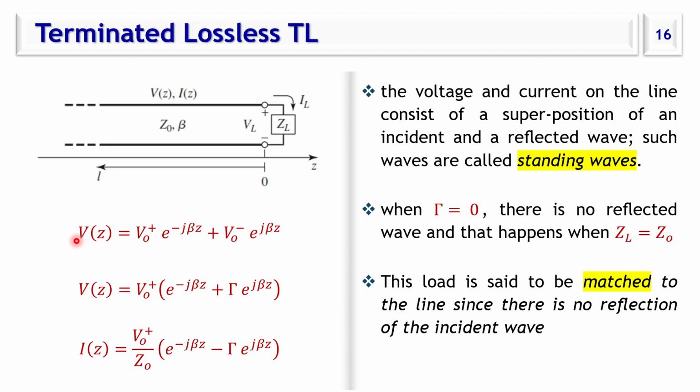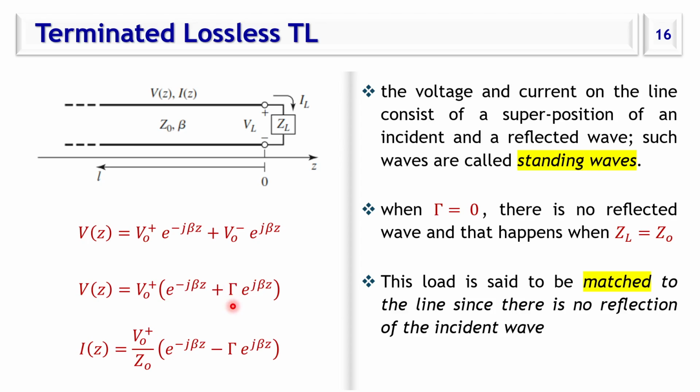So the total voltage or the voltage wave at any point has this expression. Now I have a relation between V minus and V plus, which is capital gamma. So V(z) can be written this way, and I(z) can be written this way. You notice that this is negative because we are expressing current in terms of voltage. The voltage and current on the line is a superposition of the incident wave propagating in the positive Z direction, and the reflected wave, which is reflected in the negative Z direction. The nature of this wave is a standing wave. We're going to see why it is a standing wave.